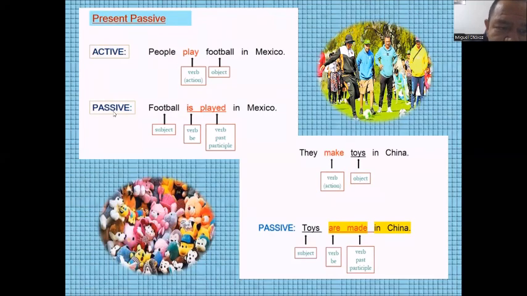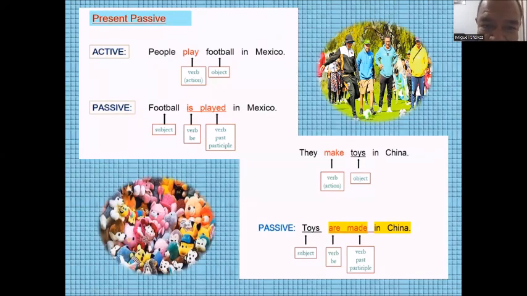As we saw in the chart, at the beginning of our sentence, we are going to write or to say the object. In this example, the object is football. Then we have to include the verb to be. Is, because we are talking in present. And then the main verb, the verb that we have in the active voice, but in past participle.